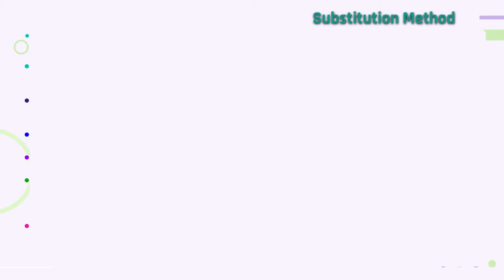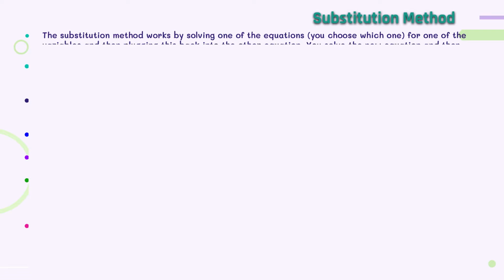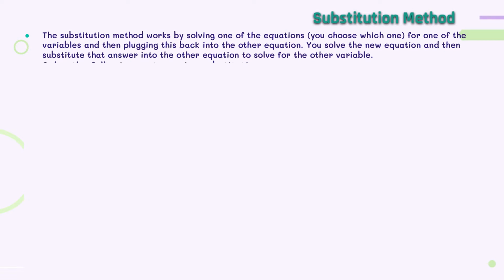So the substitution method works by solving one of the equations, you choose which one, for one of the variables, and then plugging this answer back into the other equation. You solve the new equation and then substitute that answer into the other equation to solve for the other variable. So that's really confusing. A lot of words, and probably doesn't make much sense to you, so we're going to go over a few examples.